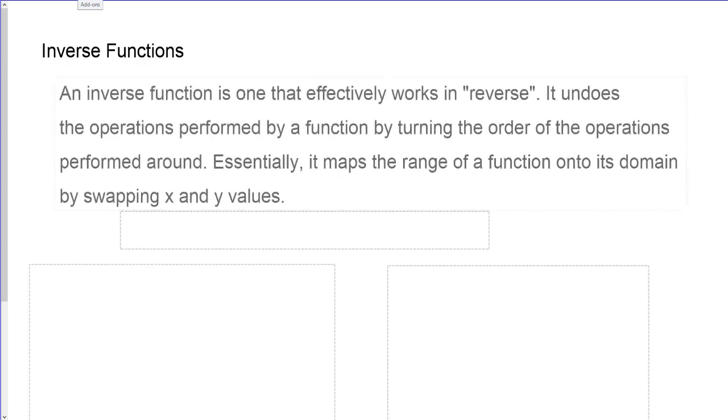Let's explore the concept of inverse functions. An inverse function is one that effectively works in reverse. It undoes the operations performed by a function by turning the order of the operations performed around. Essentially, it maps the range of a function onto its domain by swapping x and y values.